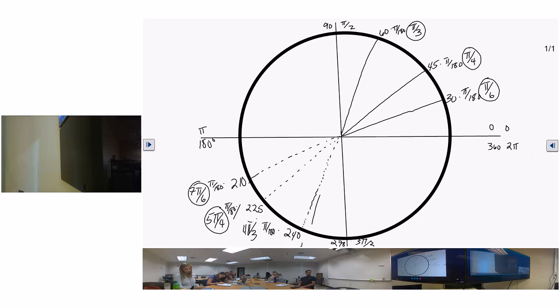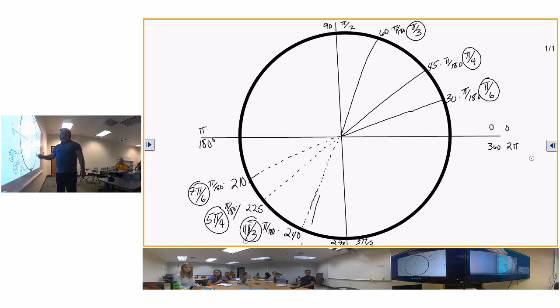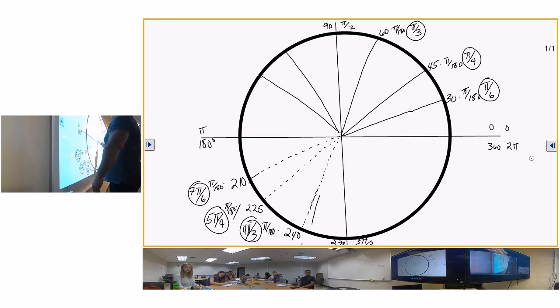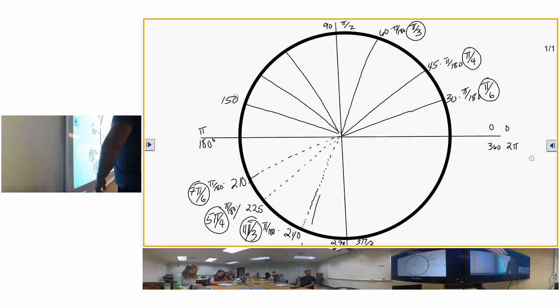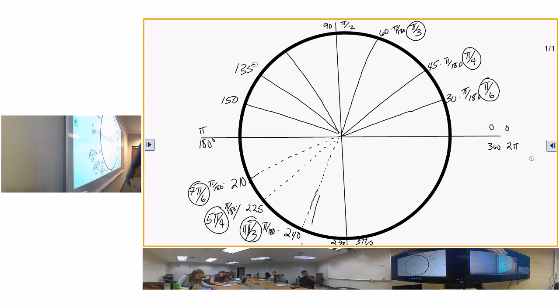Look over there, I just did that side and I didn't memorize anything. What do you do now? Well, go over here. There's your 60 degrees. There's your 45 degrees. There's your 30 degrees. What's 180 minus 30? What's 90 plus 45? What's 90 plus 60? Or you could do 180 minus 60. What is it? Or 90 plus 30.